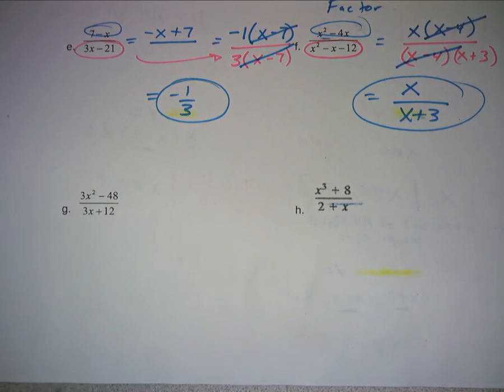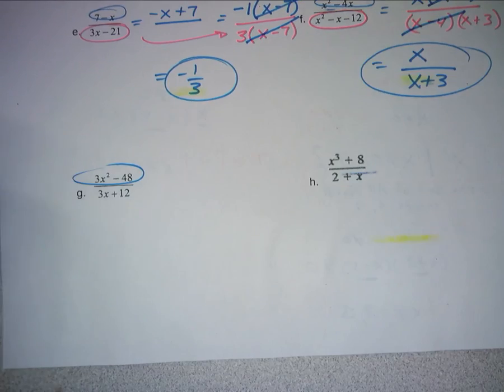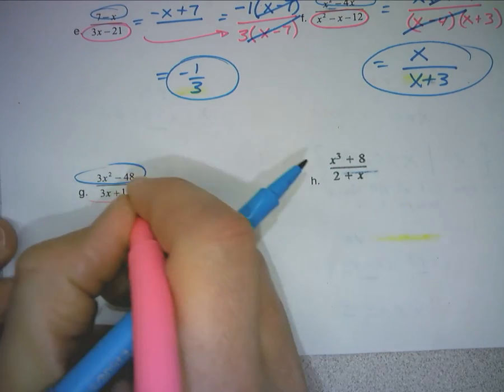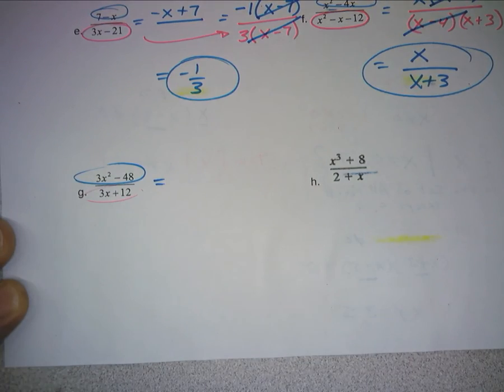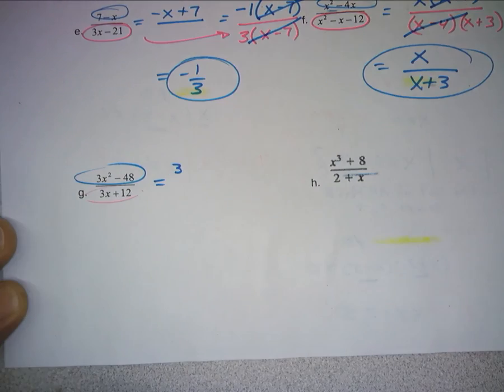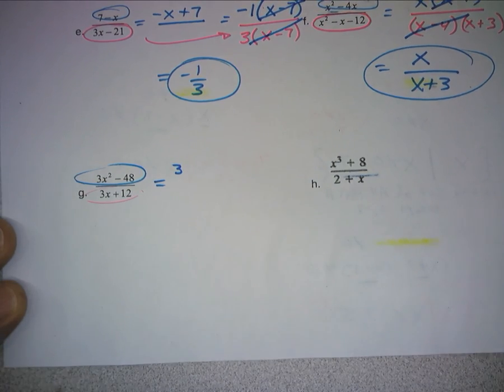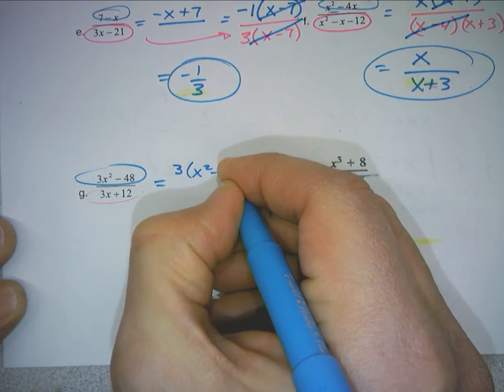All right, let's finish up. Last one for today, ladies and gentlemen. I've got G. I've got 3x squared minus 48, and on the bottom, I've got 3x plus 12. So I'm going to factor this top. I'm going to take off a 3, I think. That's divisible by 3. Negative 48 divided by 3 is negative 16.